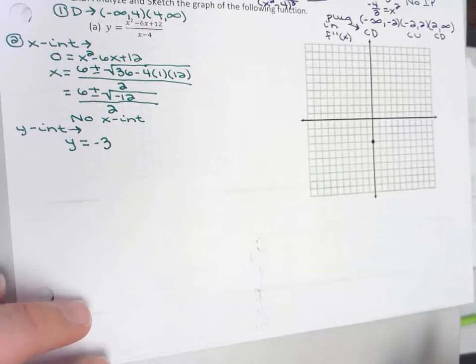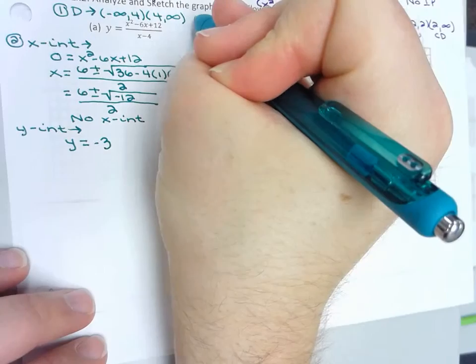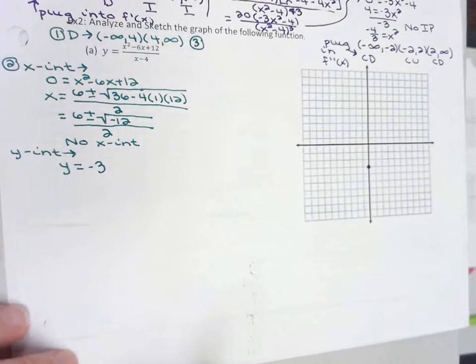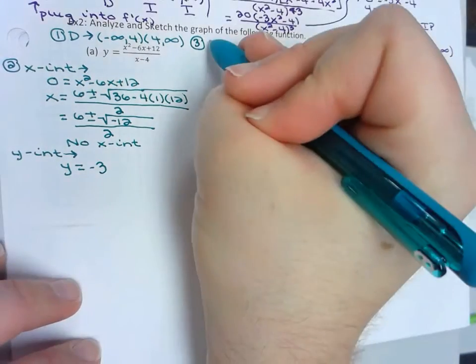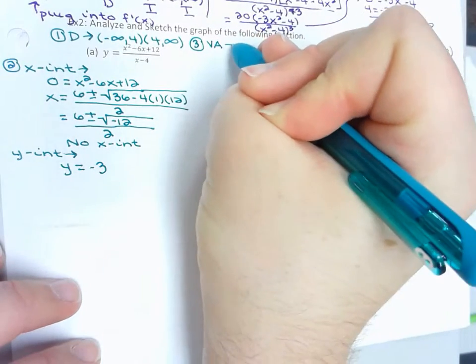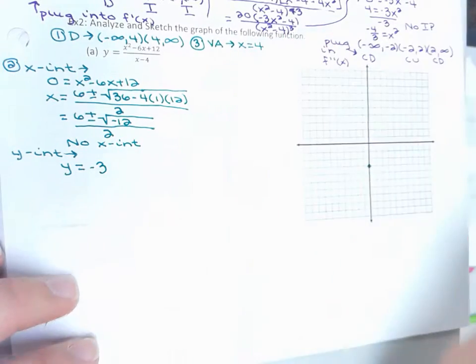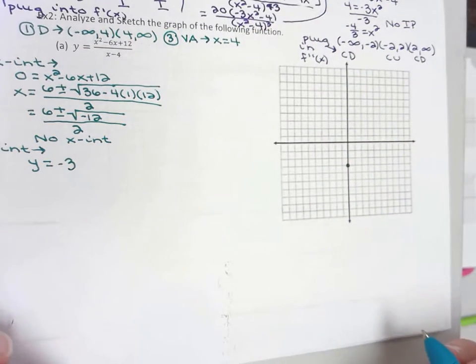Good. Okay, step 3 is looking at my asymptotes. The vertical asymptote, which is probably the easiest to find, is going to be at what? X equals 4. What x values cannot exist? We're going to have 0 in the denominator. X equals 4.